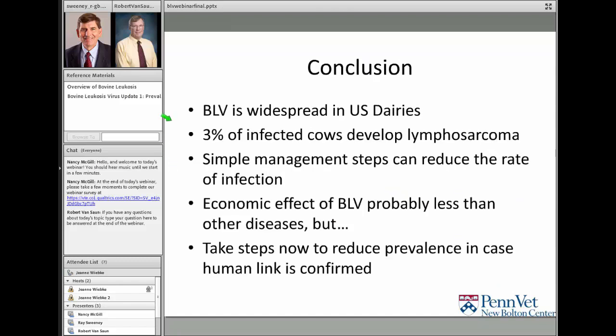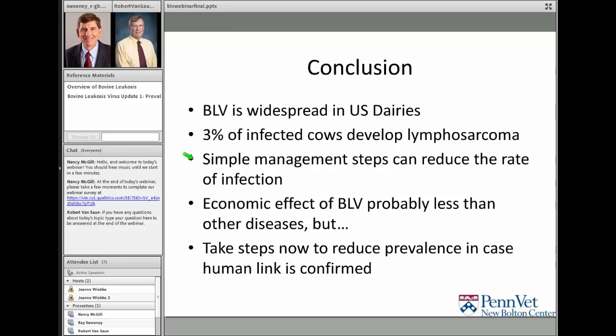So just some concluding remarks here. As we're running out of time, we know that BLV is widespread in U.S. dairies. As I mentioned, 90% of all U.S. dairies are infected and at least half of the dairy cows in the U.S. However, only 2 to 3% of infected cows will ever develop the cancerous disease caused by the virus, and that is what sort of limits the economic impact of the disease on commercial dairies right now.